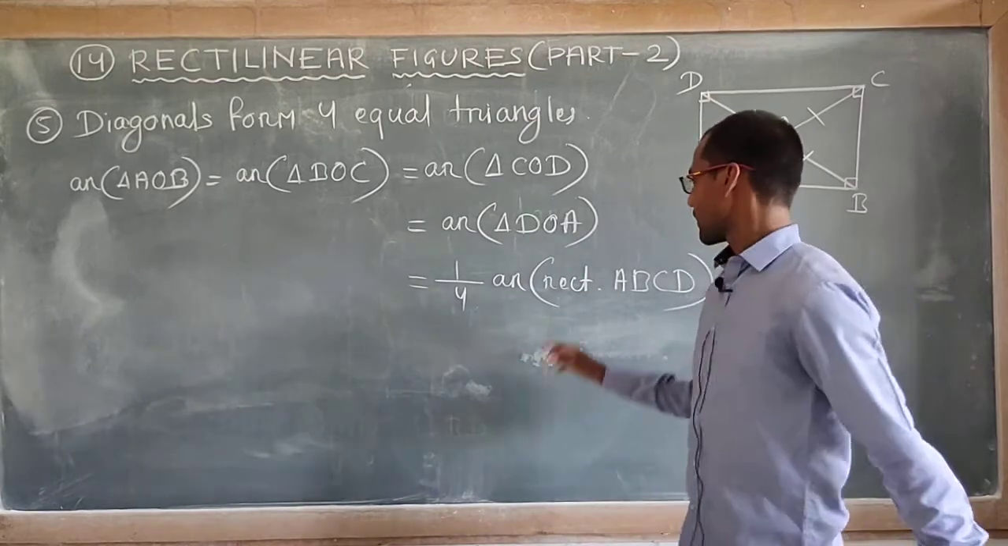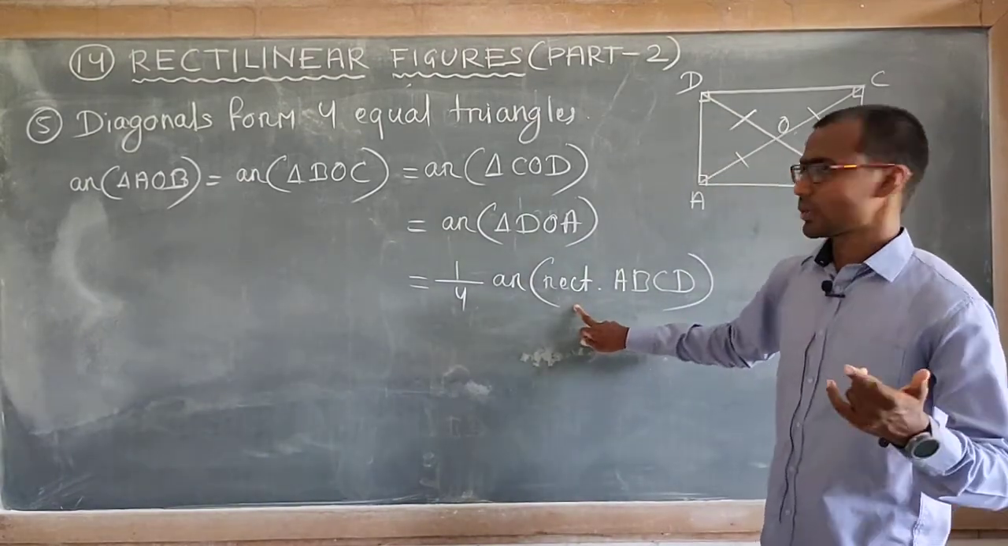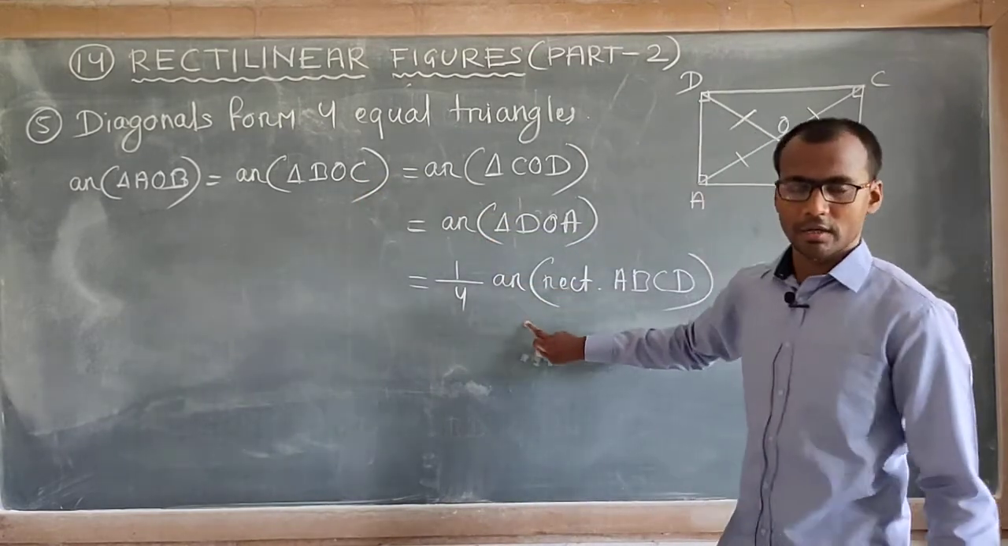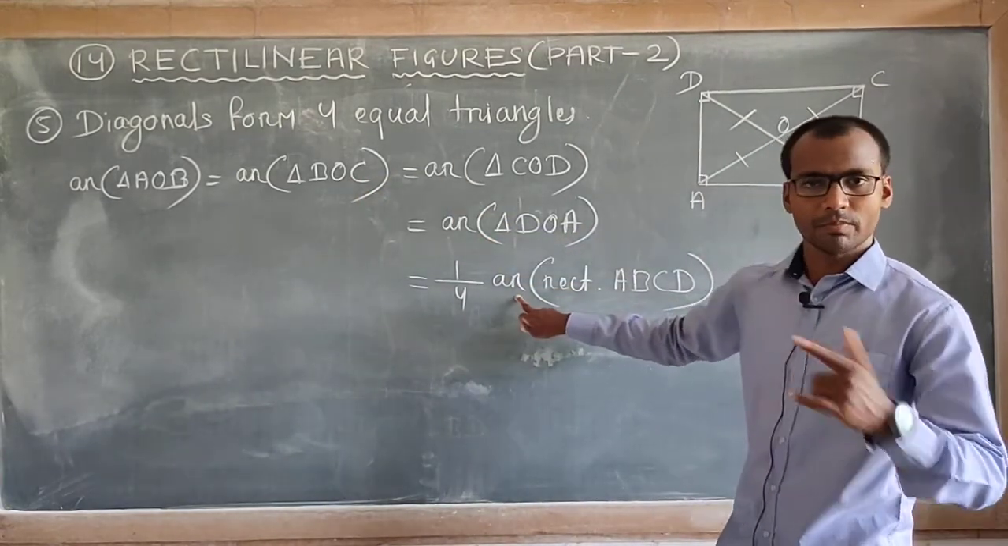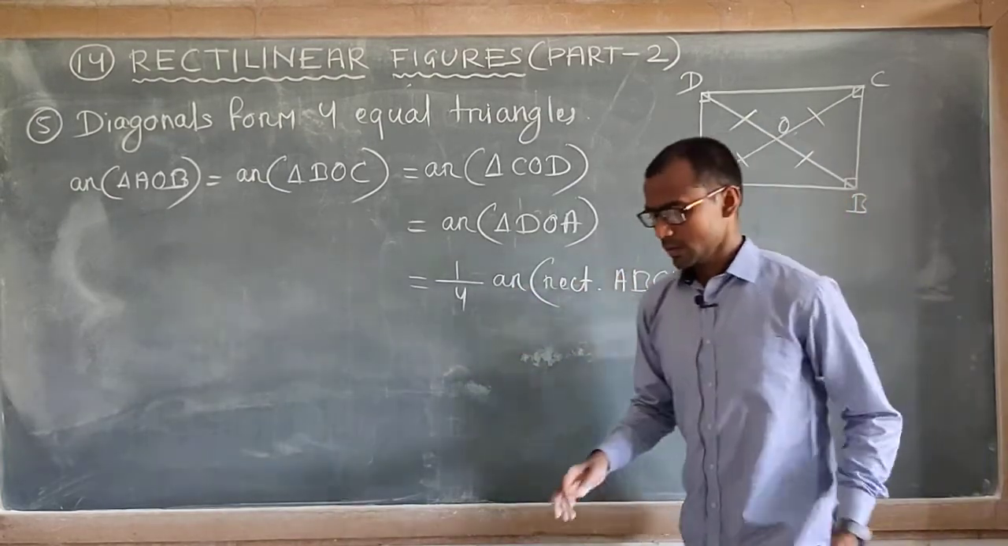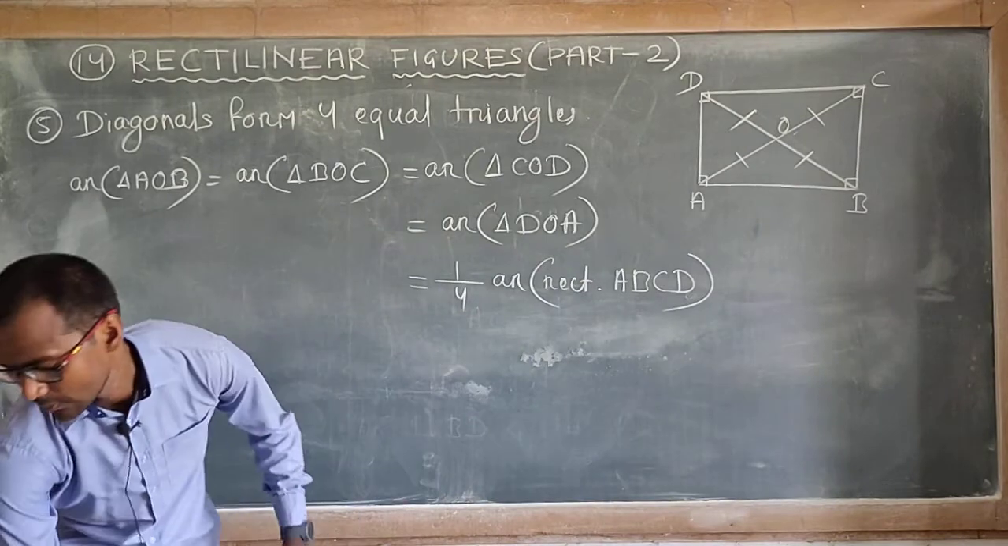This I have forgotten to write in parallelogram, so you can add this. This I have written, but this I cannot write it, so you can add this in case of a parallelogram: 1/4 of area of parallelogram ABCD. In the property section you can add.